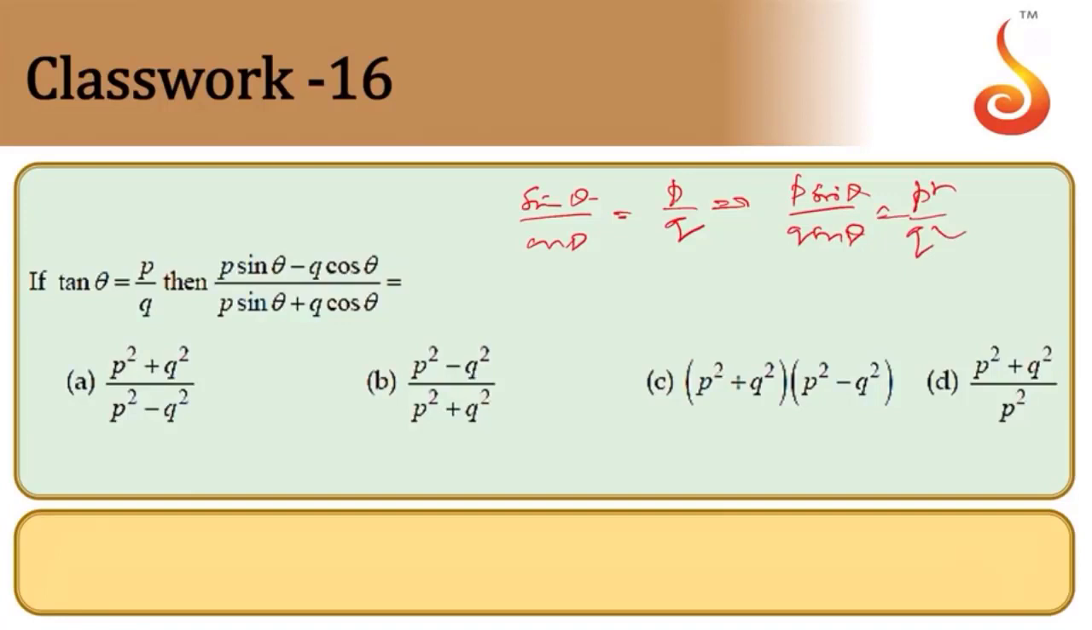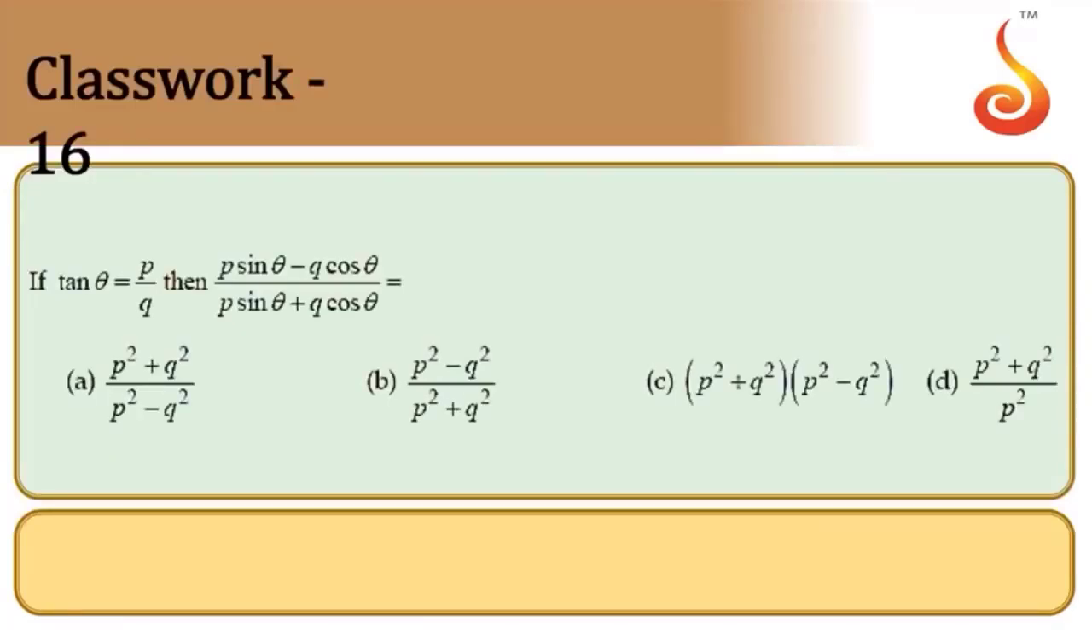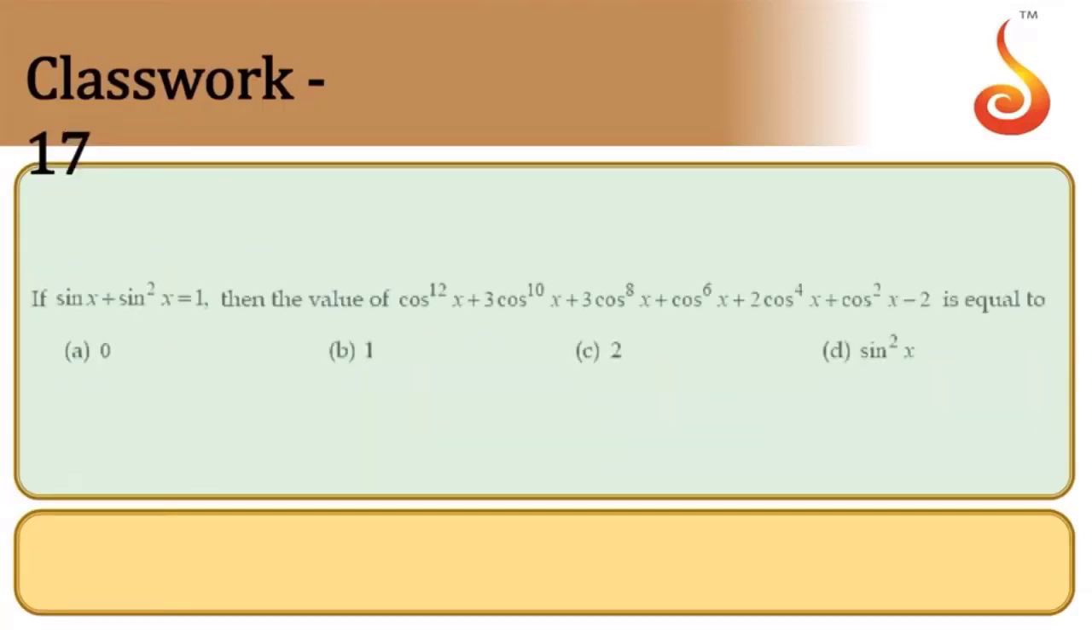And when you apply componendo and dividendo, so P sin theta minus Q cos theta by P sin theta plus Q cos theta means numerator minus denominator by numerator plus denominator. So the answer happens to be B. So P square minus Q square by P square plus Q square will be the answer for the problem.